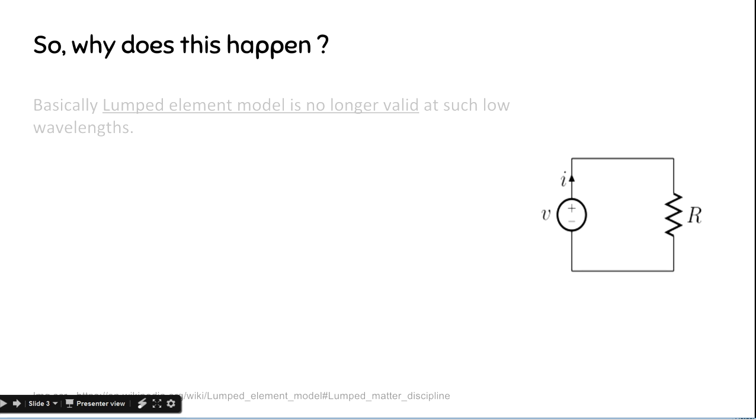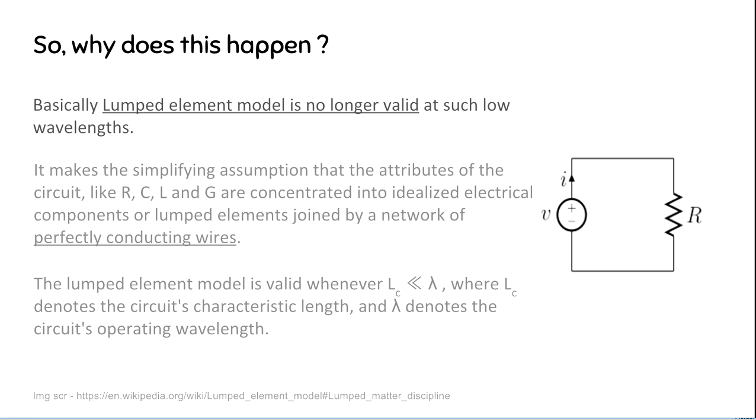This happens because at high frequencies or very low wavelengths, the lumped element model is no longer valid. You all might know what the lumped element abstraction is from your ELL100. Still, let me explain it once so that everyone is on the same footing. Basically, it makes the simplifying assumption that attributes of the circuit like R, L, C, and G are concentrated into idealized electrical components or lumped elements, joined by a network of perfectly conducting wires.